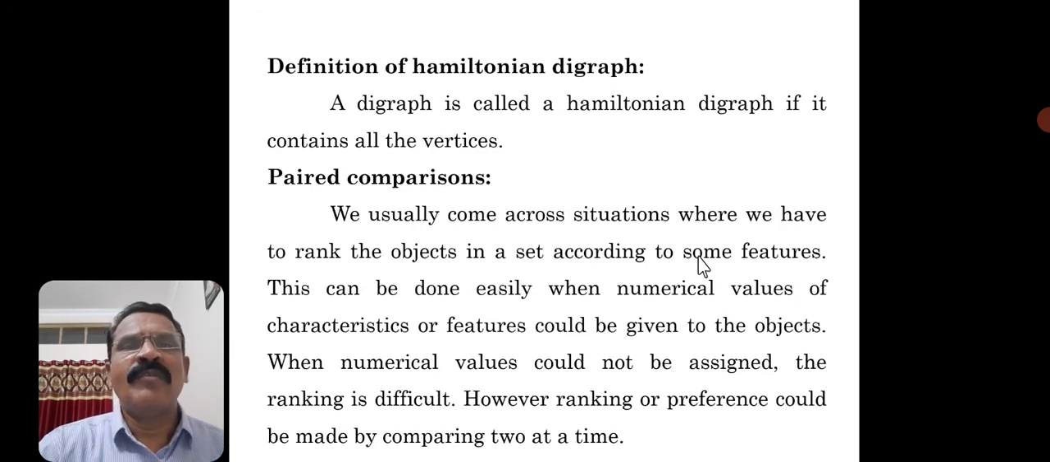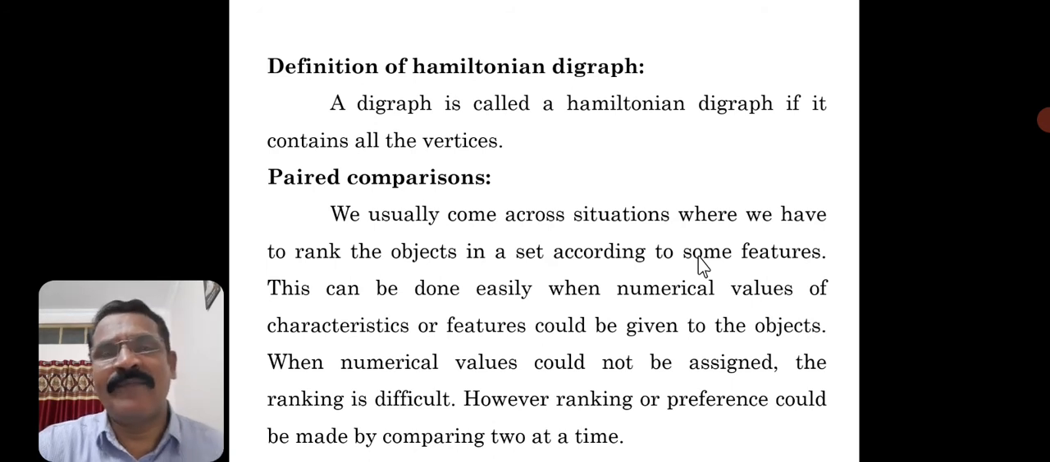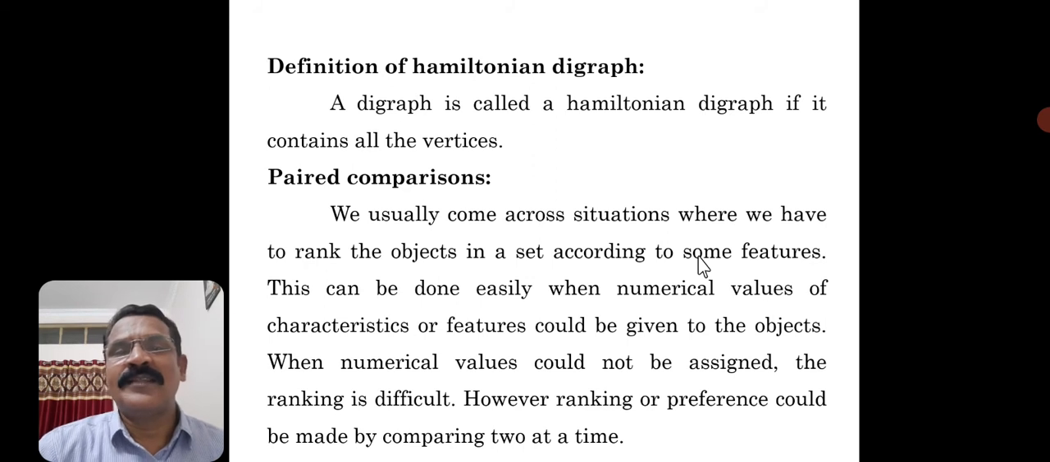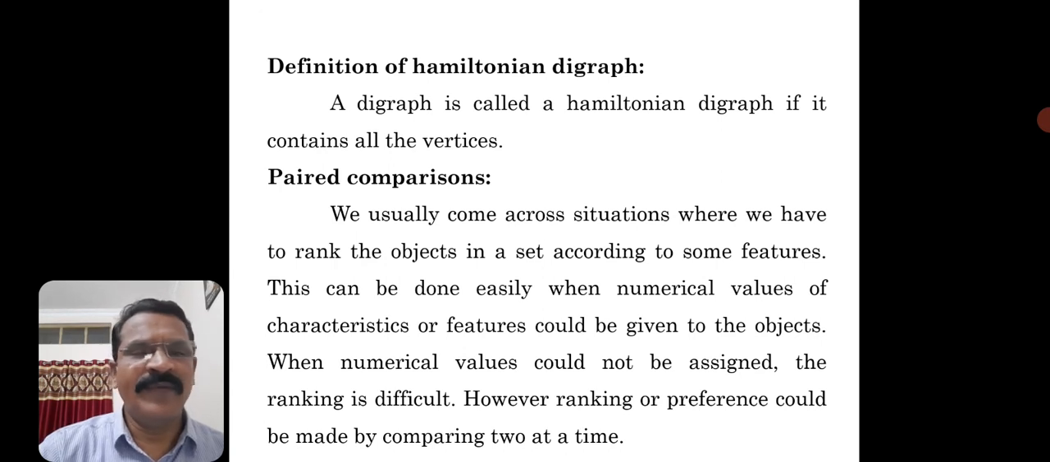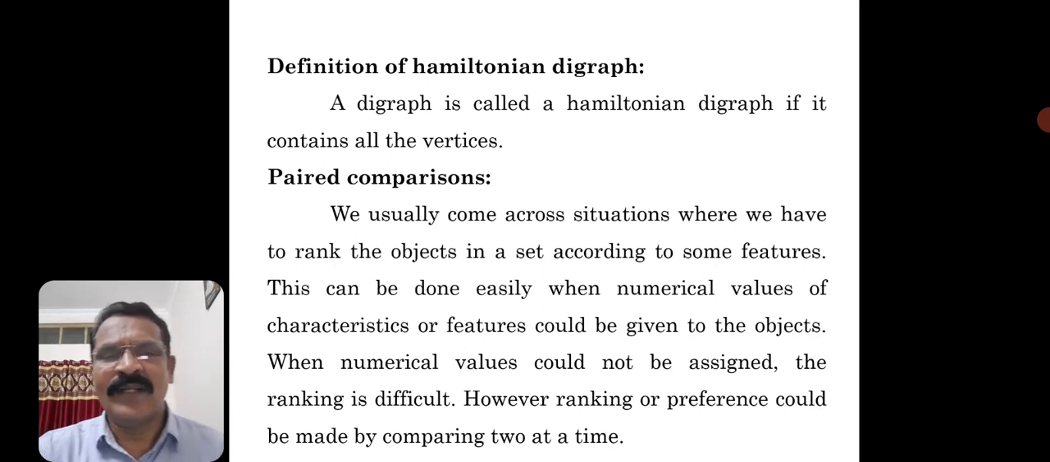So now we will define what is the Hamiltonian digraph. If G contains a Hamiltonian cycle, then that graph is called a Hamiltonian graph. Here, how to define a Hamiltonian digraph? A digraph is called a Hamiltonian digraph if it contains all the vertices. Very simple concept.